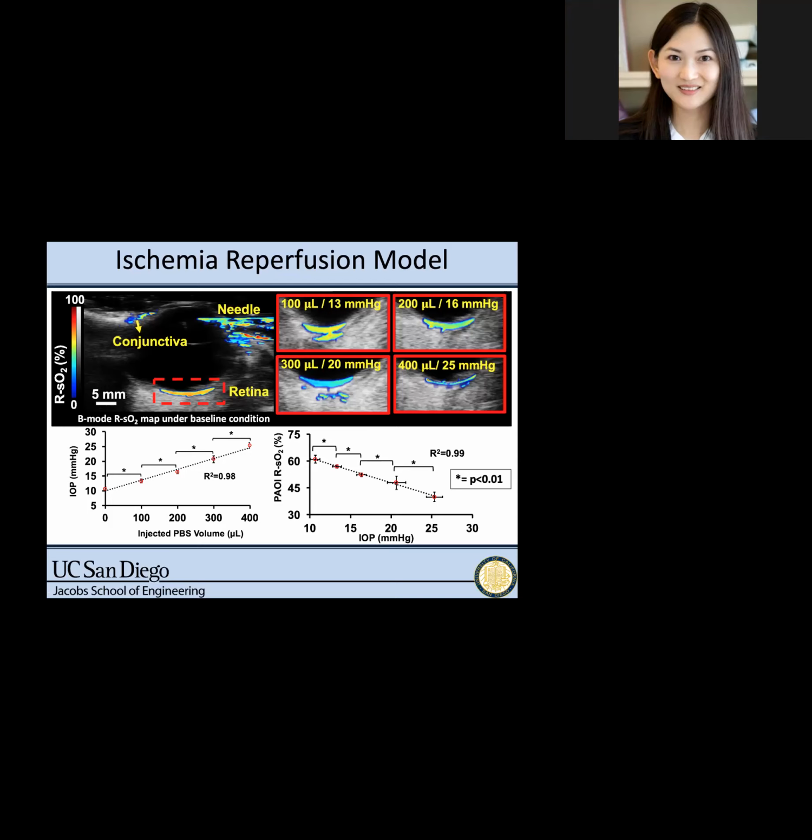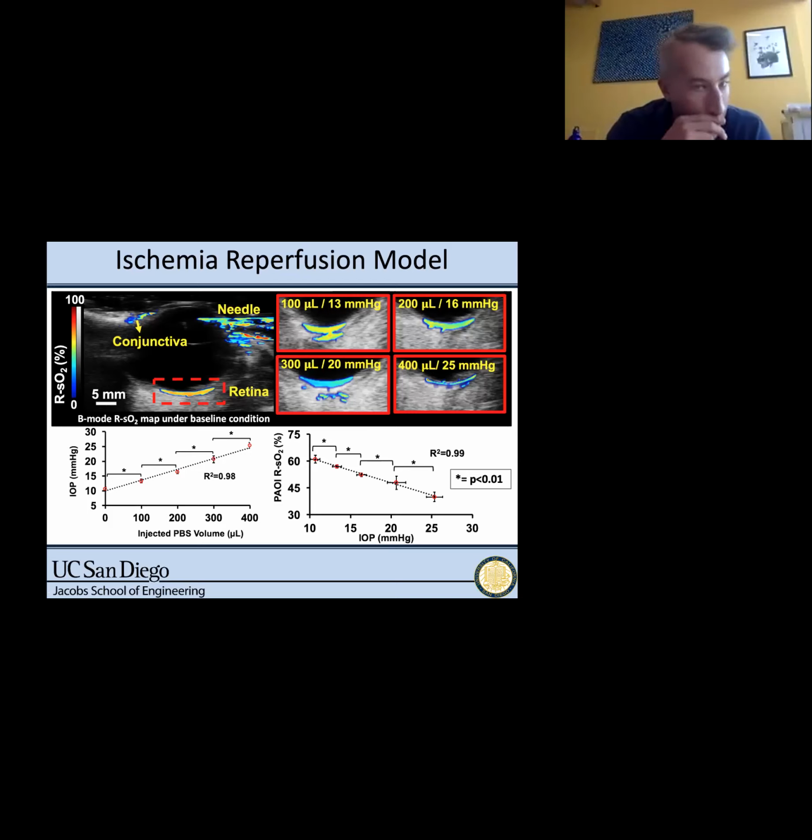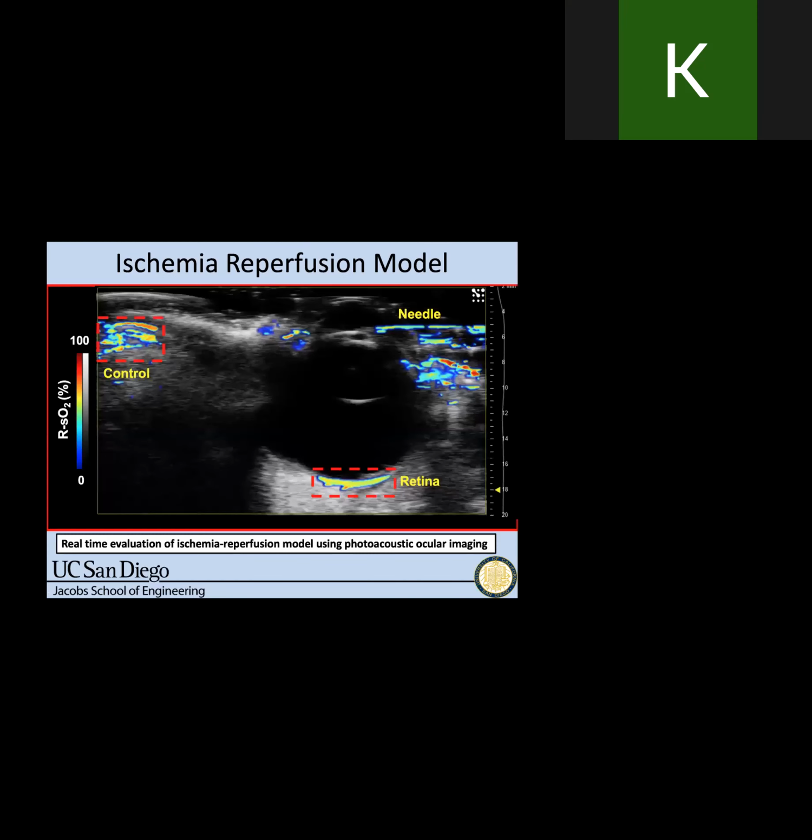I have a question, more about the image. Has your lab looked into making the image have better resolution, how to make it better? Because the retina has so many different components to it, I'm just wondering if you looked into how to make it so you can see the different parts of the retina.